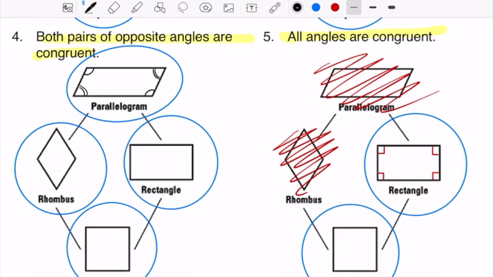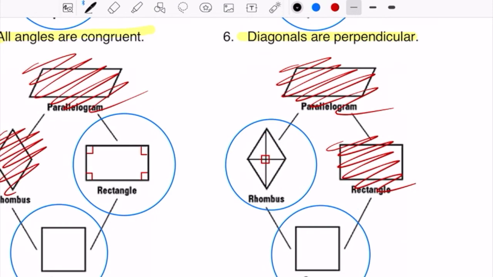All right, for these next ones, number 4 says both pairs of opposite angles are congruent. That's true in a parallelogram. So it's true in a rhombus, in a rectangle, and in a square. But on the next one, on number 5, it says all angles are congruent to one another. So that's true in a rectangle and in a square, because the angles in a rectangle and a square are all 90 degrees, but it's not true for parallelograms and rhombuses. And so you would cross those ones out. And then for number 6, the last one on this page, it says the diagonals are perpendicular. So that's true in a rhombus and in a square, but it's not true in a parallelogram or a rectangle, so you can cross those ones out.